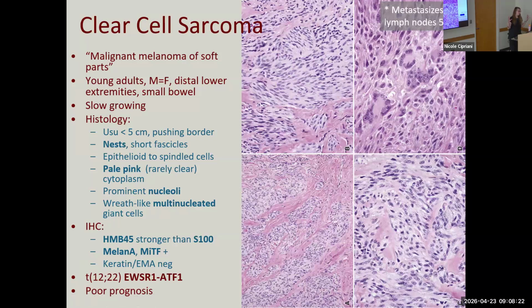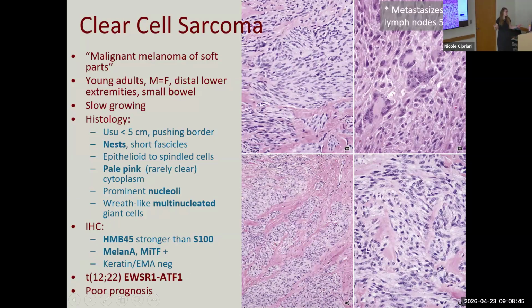Clear cell sarcoma, formerly known as malignant melanoma of soft parts, usually distal extremities. You can also see this in the gut, right? These have melanoma-like looking globules of cells. They stain with HMB45, Melan-A, etc., but it's usually stronger than S100, so that could be a clue. You have no overlying melanoma in situ. You have no melanoma genetics. What you do have is EWSR1-ATF1.